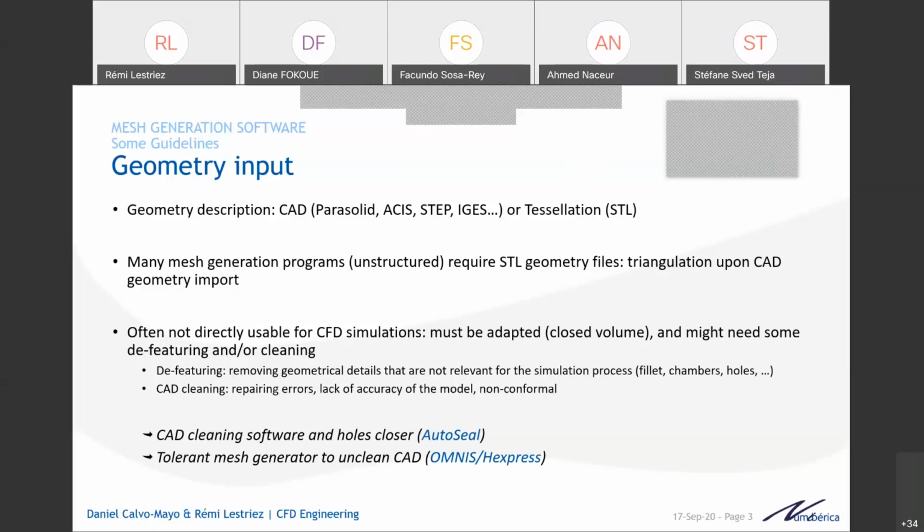And when you start from CAD and enter unstructured mesh software, you have to triangulate your geometry. It depends where it comes from, but it might need some defeaturing or cleaning because maybe you have too much elements, and sometimes you get the CAD from other companies, and there are other constraints or objectives when they do the CAD. So you get the CAD, you have to remove some elements, maybe you have to close some volumes. Sometimes this is also included in the mesh generation software system. You will need to work with a CAD cleaning software, hole closer, and in our case we have also a mesh generator tolerant to unclean CAD, which is the Omnis Express we will show later.